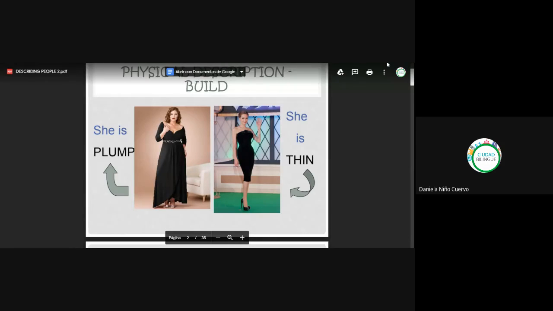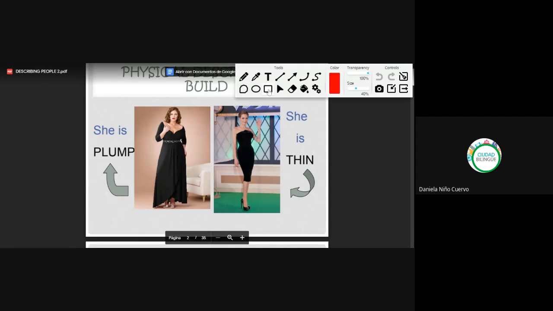Wait a second, I'm going to use the board. So, she is plump, she is thin. The contrary, yes? Plump, remember, that is kind of informal English. Esto es un inglés un poquito más informal, ¿sí? ¿Qué quiere decir? Como gordita, ¿sí? Es un poquito más informal, right? She is plump, she is thin. So we continue over here.